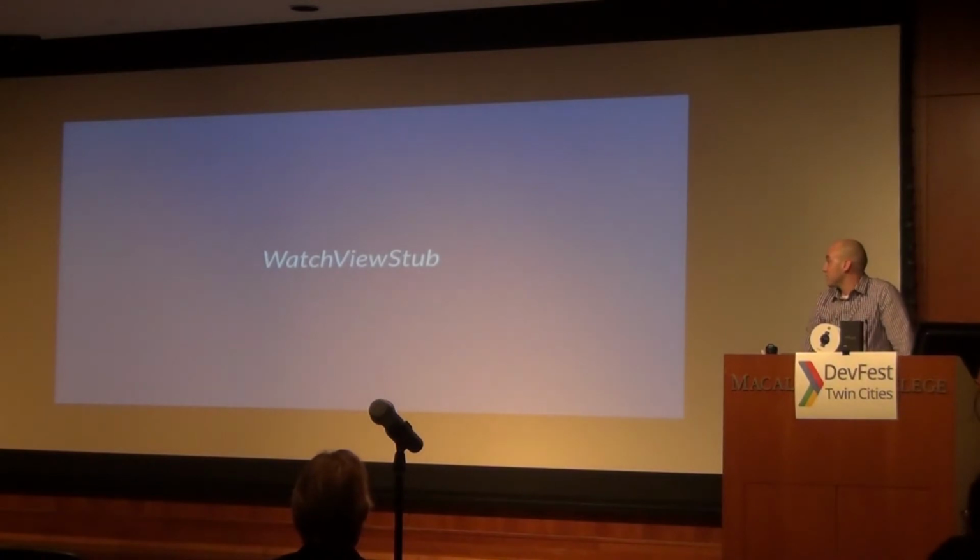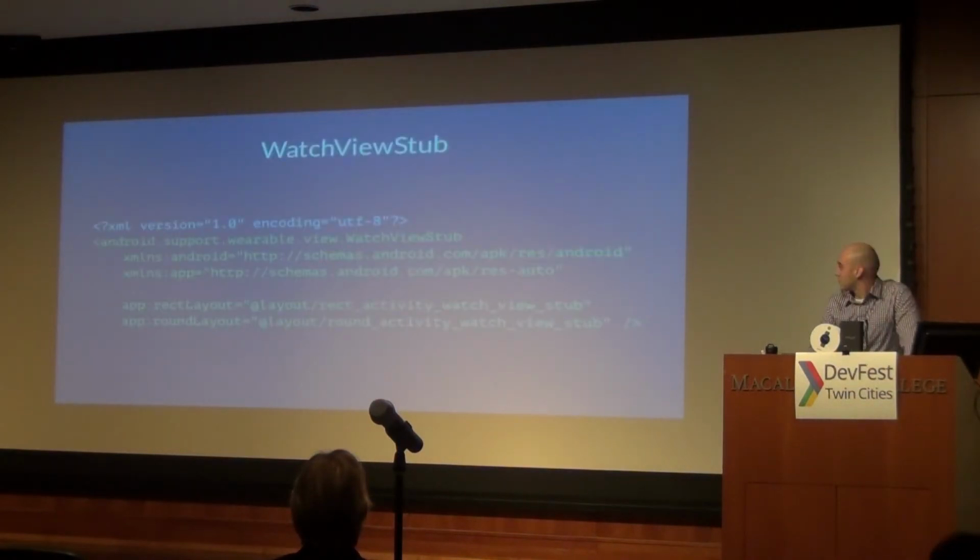There's another way to do this, which also gets around this square round problem, and it's called WatchViewStub. What this is, it's pretty much an empty layout that points to two other layouts. One of them is a round layout and one of them is a square one. And at that point, they can be completely different.